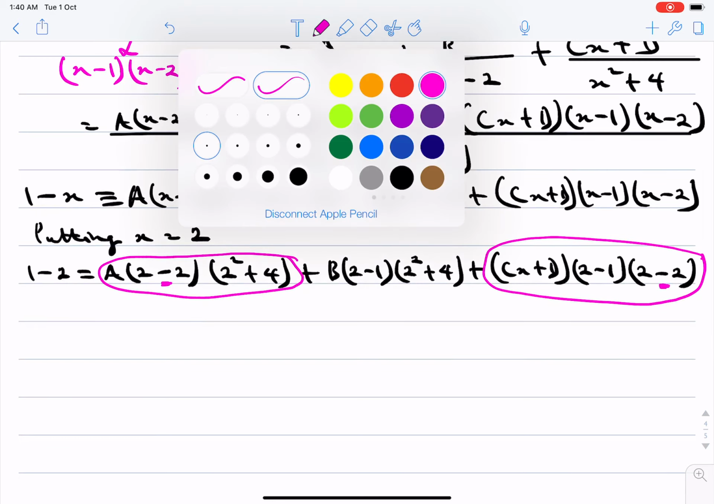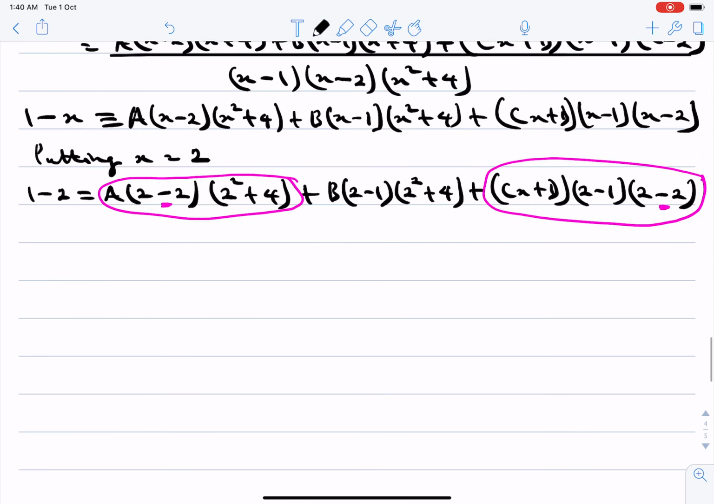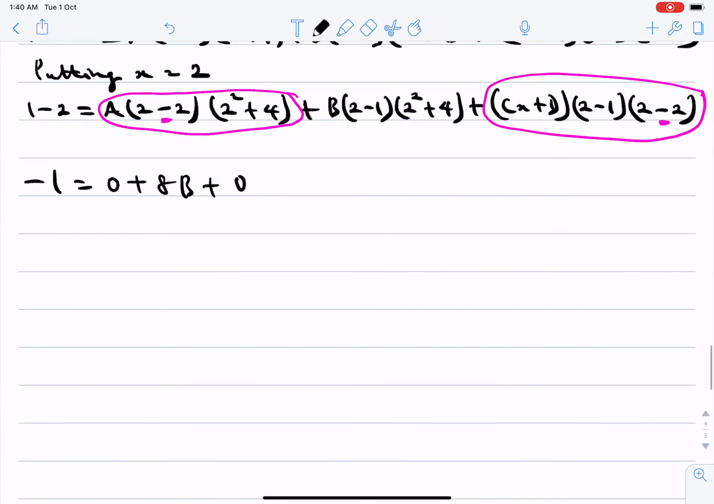So all we are left with is 1 minus 2, which is minus 1, equals 0 plus, this is 1 times 2 squared, 4, plus 4, 8. 8 times 1 plus 8b plus 0. And that means minus 1 equals 8b, which simply means b is equal to minus 1 over 8.